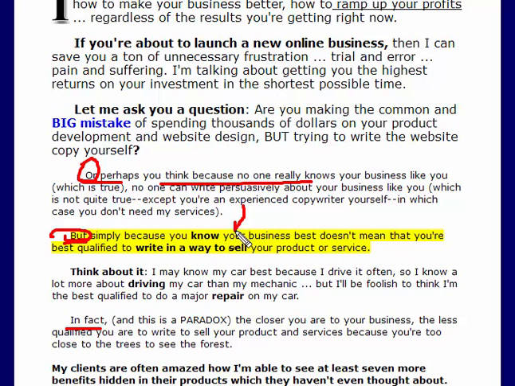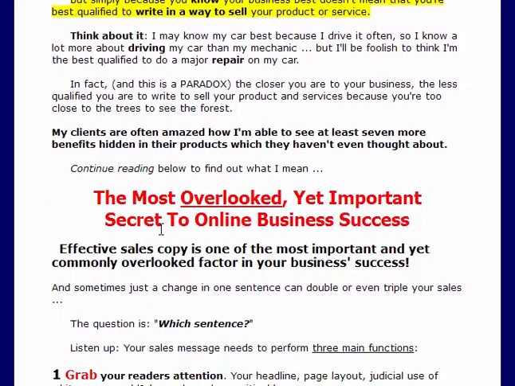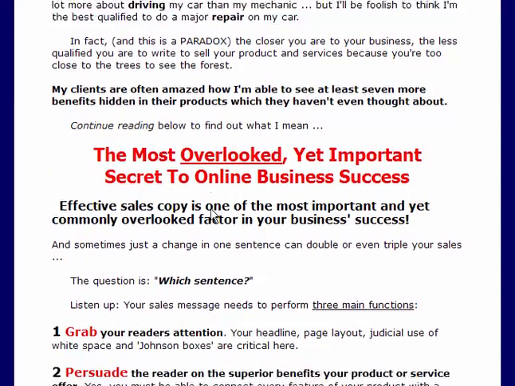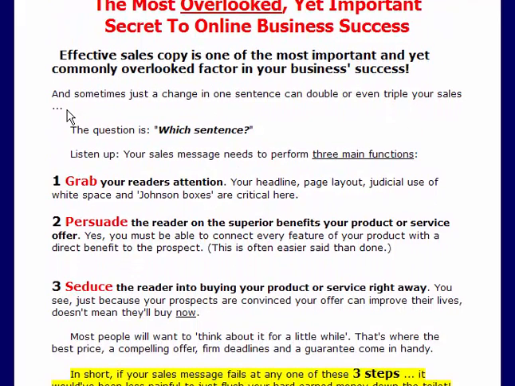I'm going to say something that is anti what I mentioned before. And then here, "think about it" means that I'm telling you something that you need to think about. "In fact" is another transitional word, meaning I'm giving an explanation of what I've said before, or I'm going to expand on what I've said before. "My clients are often amazed" and so forth. "Continue reading" is just a way to prompt the reader to continue reading.